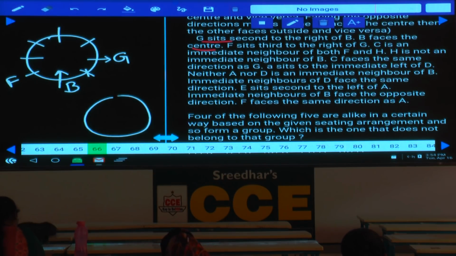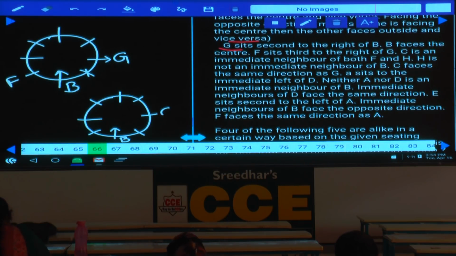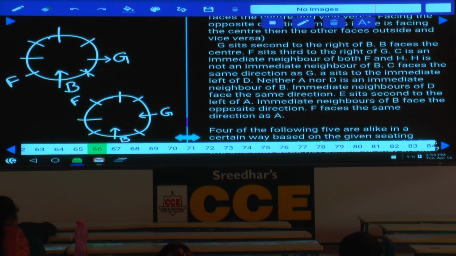And in the second case, 1, 2, 3, 4, 5, 6, 7, 8. Now B is facing towards the center. And next one, G is seated second to the right of B. And 2 persons between F and G, then G will be towards the center. And so how many possibilities do we have? We have 2 possibilities. And F sits third to the right of G.